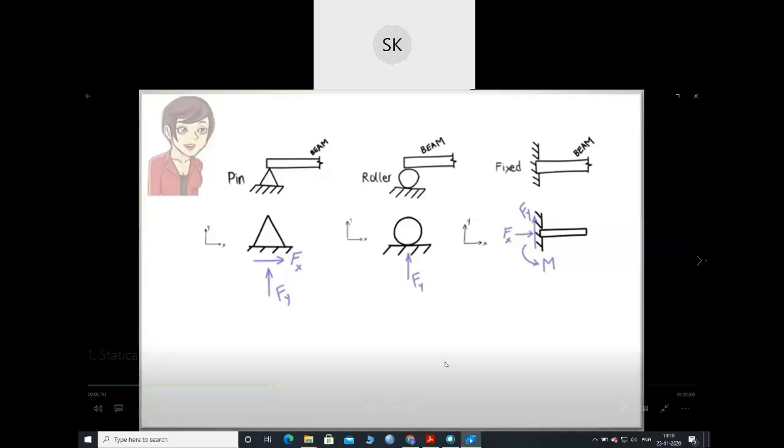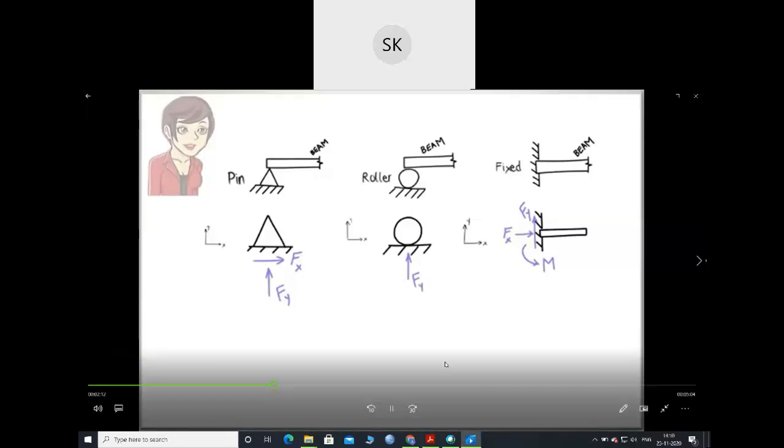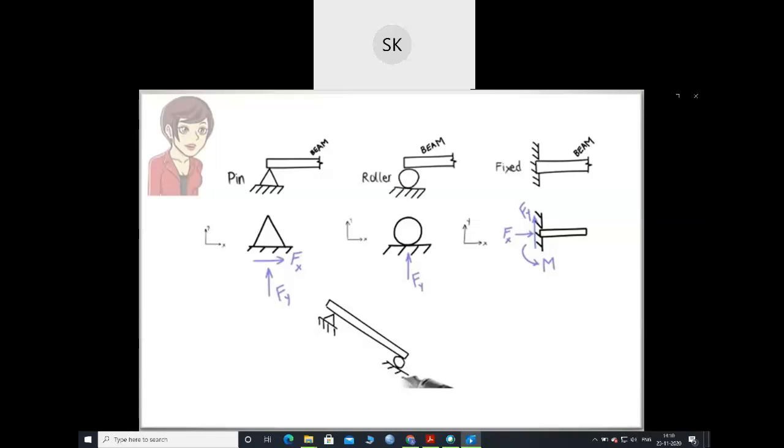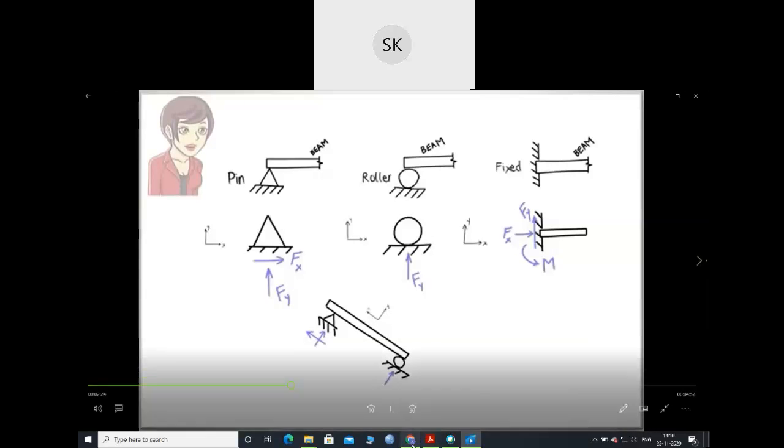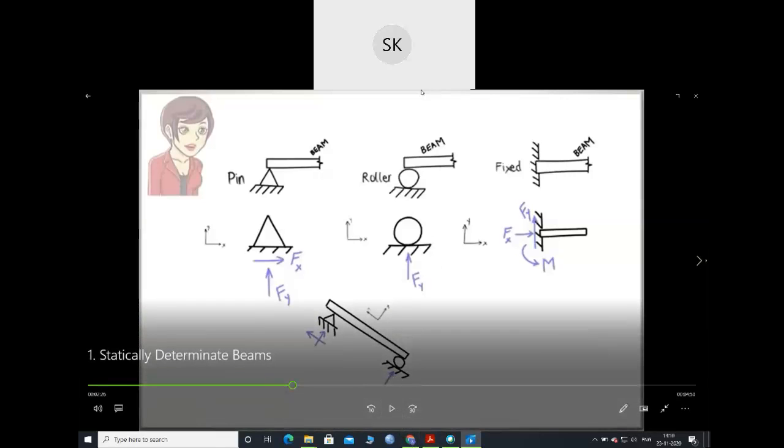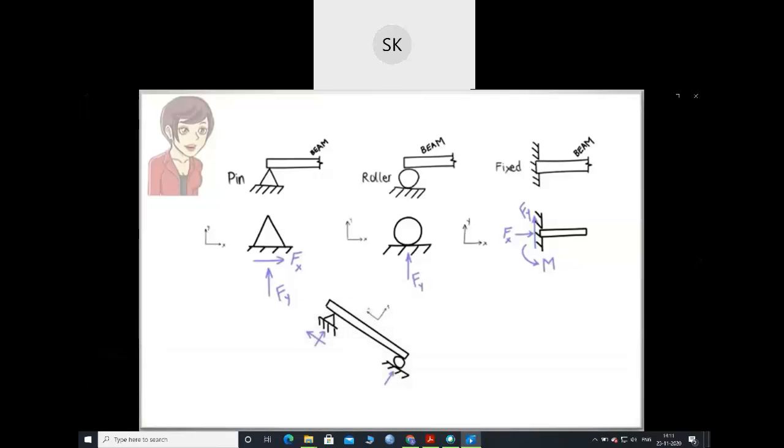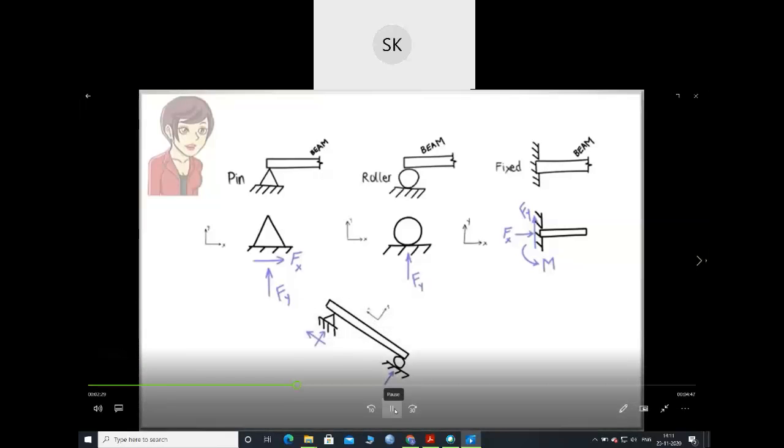To clarify, let's look at two examples. Suppose our beam has a pin support and a roller support. Here, there are three reaction forces. Two forces associated with the pin support, and one force associated with the roller support. So if a beam is given with one pin joint and one roller, these will be your reactions.